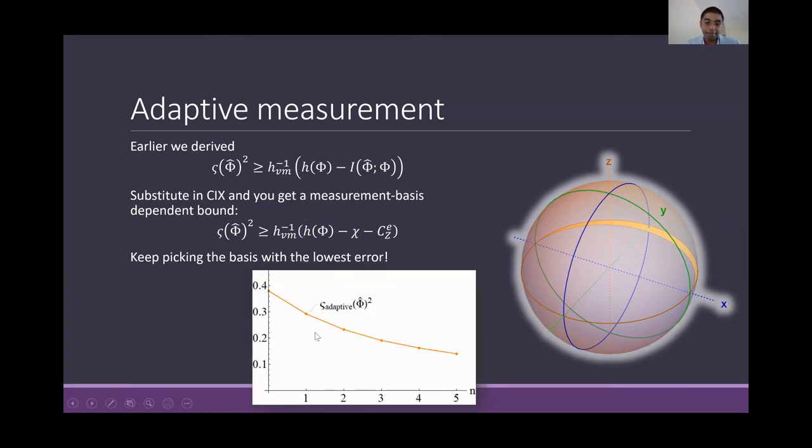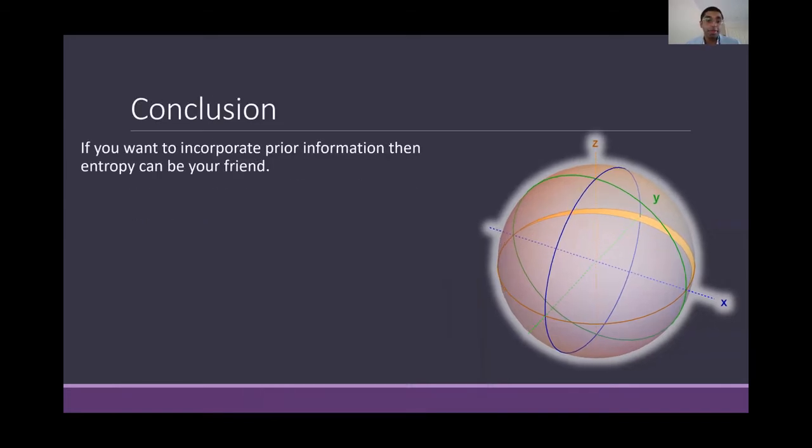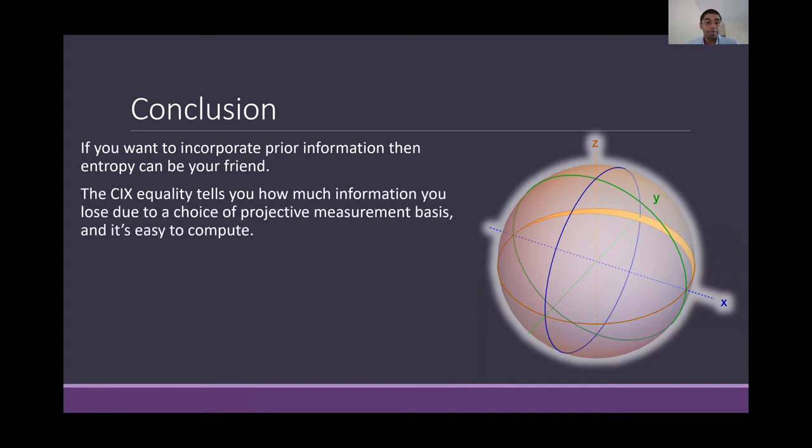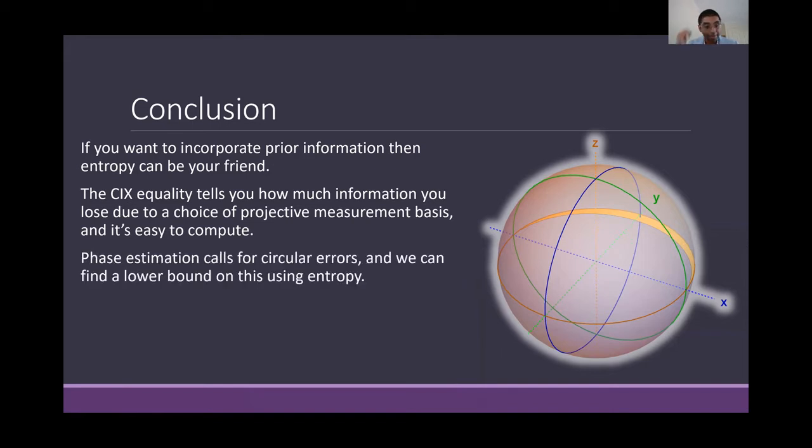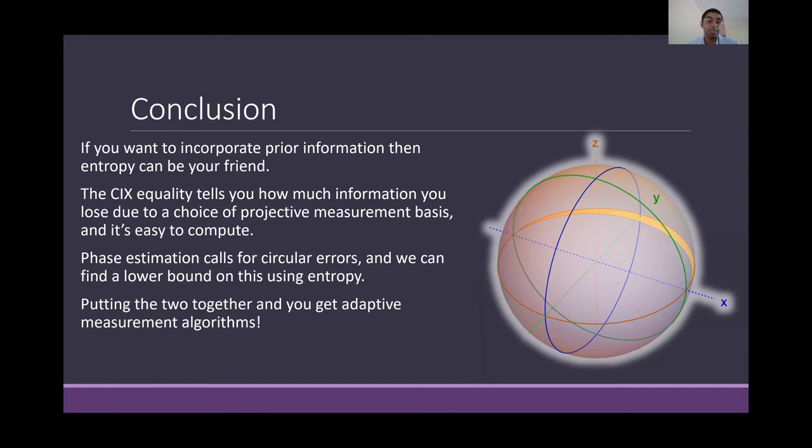And this is just the result of doing 5 measurements using the adaptive scheme. And you can see that more measurements are better, which is what you would expect. So in conclusion, if you want to incorporate prior information, then entropy is your friend, because entropy sums over the whole distribution. The CIX equality is a nice way of showing you how much information you lose due to a choice of projective measurement basis. Phase estimation calls for circular errors, and we can find a lower bound on this using entropy. And as a cute application of all this, put the two together and you get adaptive measurement algorithms.